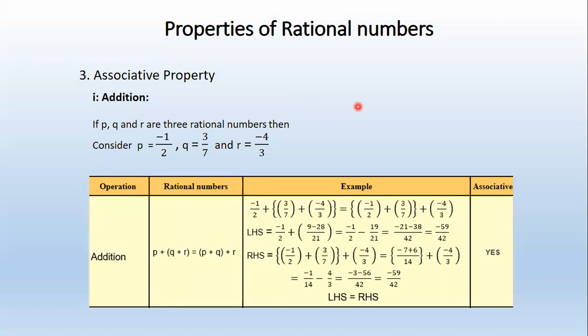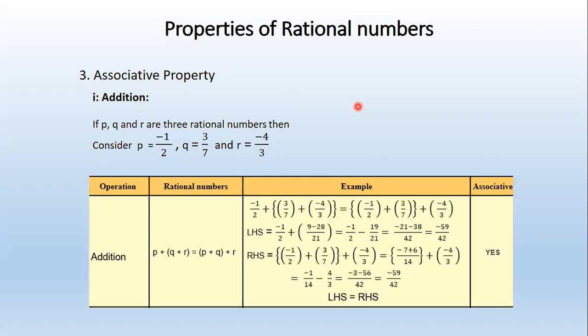Next property is associative property. Associative property, here we are taking three rational numbers. They are grouped in any order with one operation. Still, the result will be the same.